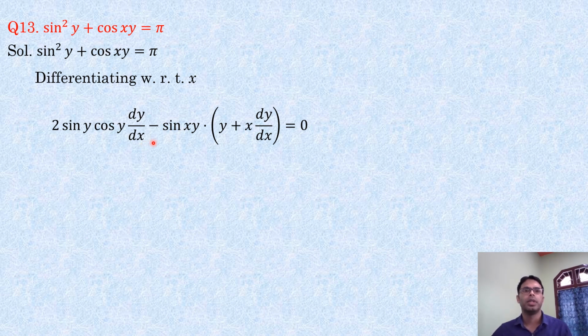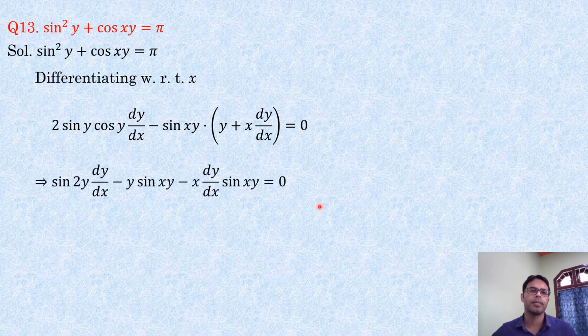Okay, then the cos function: the cos xy derivative will be minus sin xy, but xy is considered as x, so into this xy function's derivative: the derivative of x is 1, so it is y remaining the same, plus x remaining the same, the derivative of y is dy/dx. On the right-hand side it will be 0, because pi is constant, so the derivative will be 0. Okay, so now just complete the product and take dy/dx common.